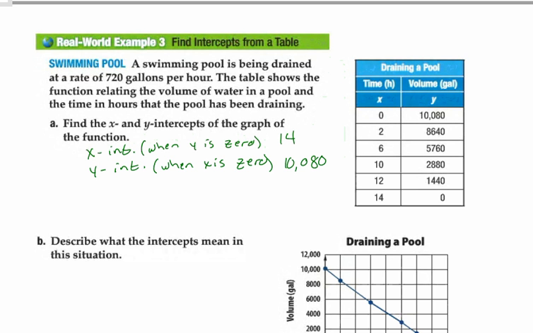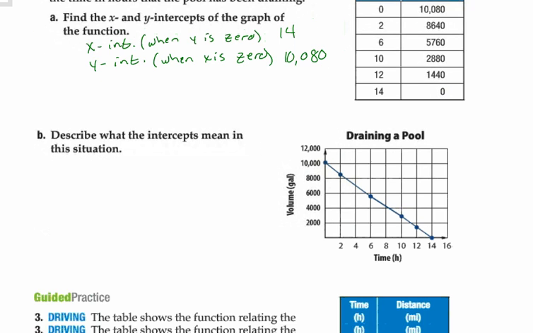Again, let's interpret what that means. So at the time of 14 hours, we have no water in our pool. When we started draining, we had 10,080 gallons. So at the time of 0, before we started draining, we had 10,080 gallons of water in our pool. And of course, that's what we were supposed to do on this one.